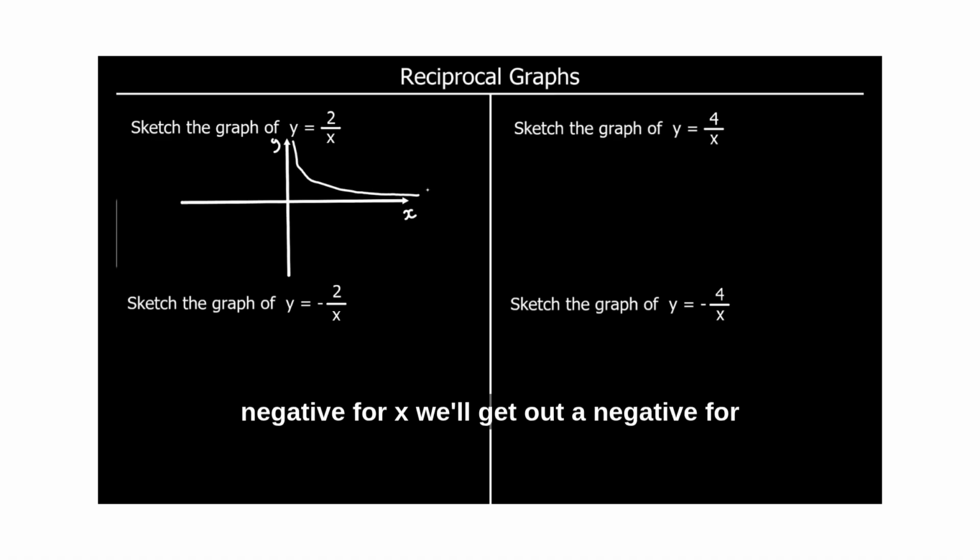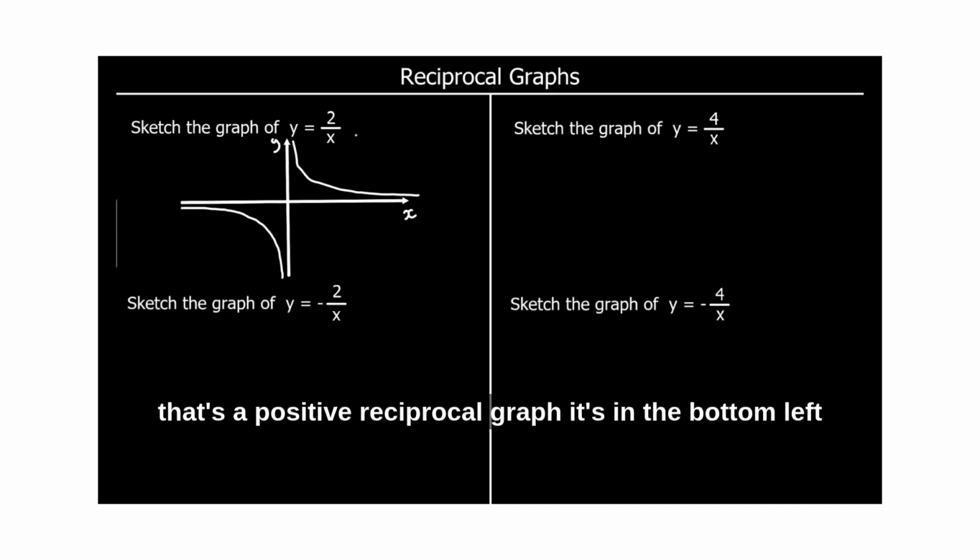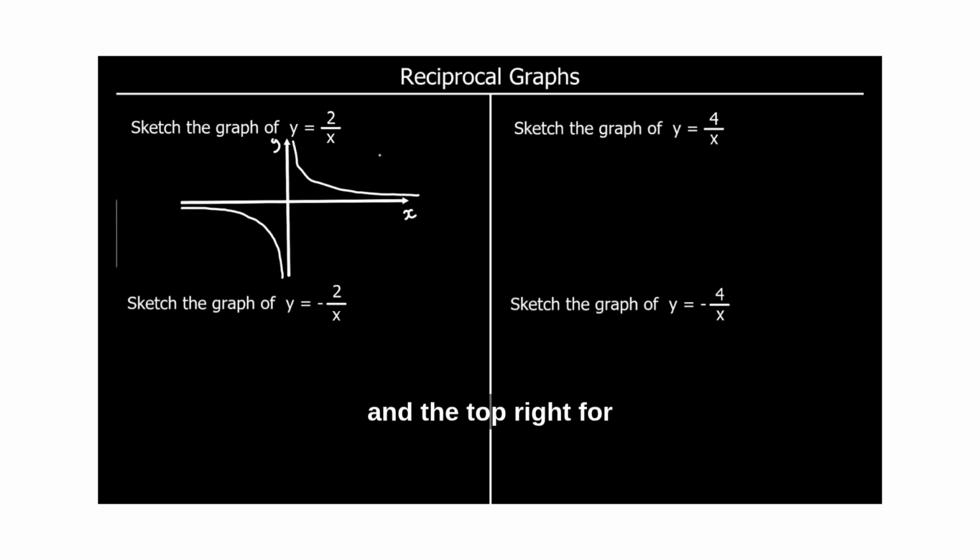If we put in a negative for x, we'll get out a negative for y. So the graph repeats. When x is negative, y is negative as well. So that's a positive reciprocal graph. It's in the bottom left and the top right.